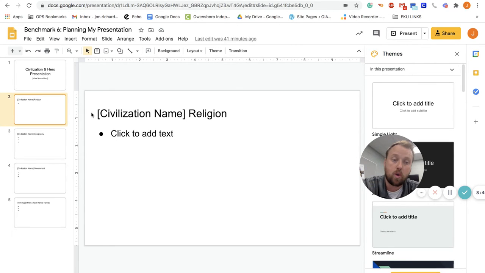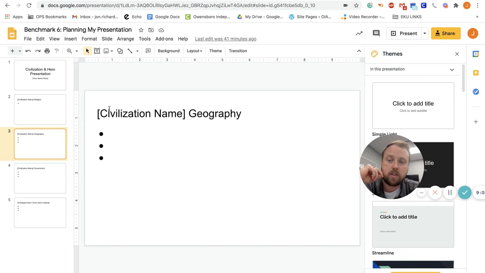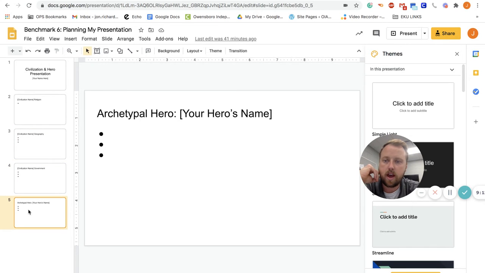So if you did the Greeks, you do Greek religion, or you would do Mesoamerican religions, or Japanese, or Viking religion. And then you do the same thing for geography. So name the civilization: Greek geography, Roman geography, so on and so forth. Roman government, Greek government, whatever civilization you had, and archetypal hero. Now, this is where the last slide is going to be about your hero, and you'll put your hero name there.